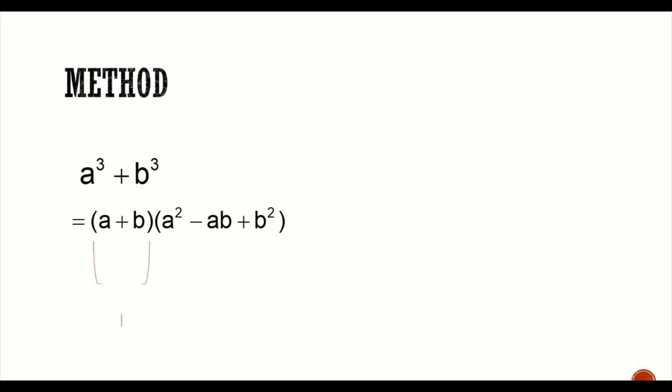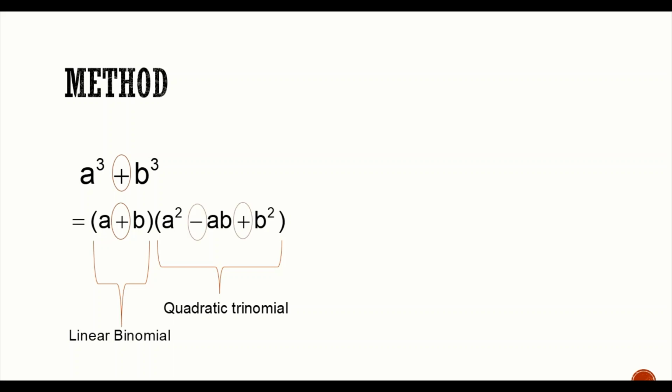What you are supposed to notice is that just like the difference of two cubes, you have a smaller bracket that contains a linear binomial, and then you have a bigger bracket that contains a quadratic trinomial. The signs, this is where the game is. You need to pay attention to signs. The sign that we had in the question must be kept in the smaller bracket. For your trinomial, the middle term will have a negative sign, but the last term will keep the positive.